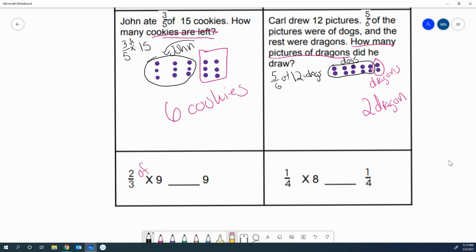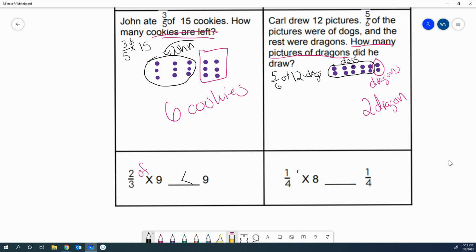2/3 of 9. This is one of those that I don't want you to solve. I just want you to predict if you think it's going to be greater than or less than 9. If you chose less than 9, you are correct. Remember, we're taking a small part of that 9, so it's going to be less than 9.